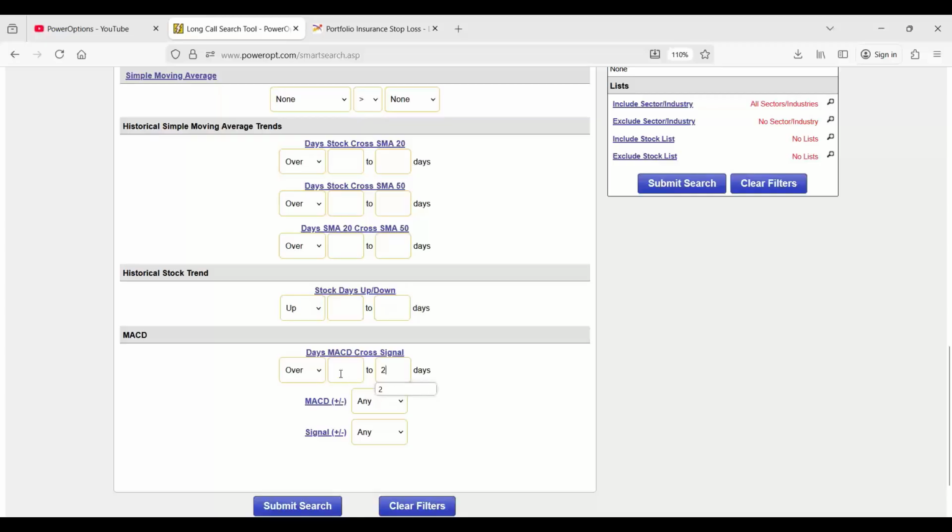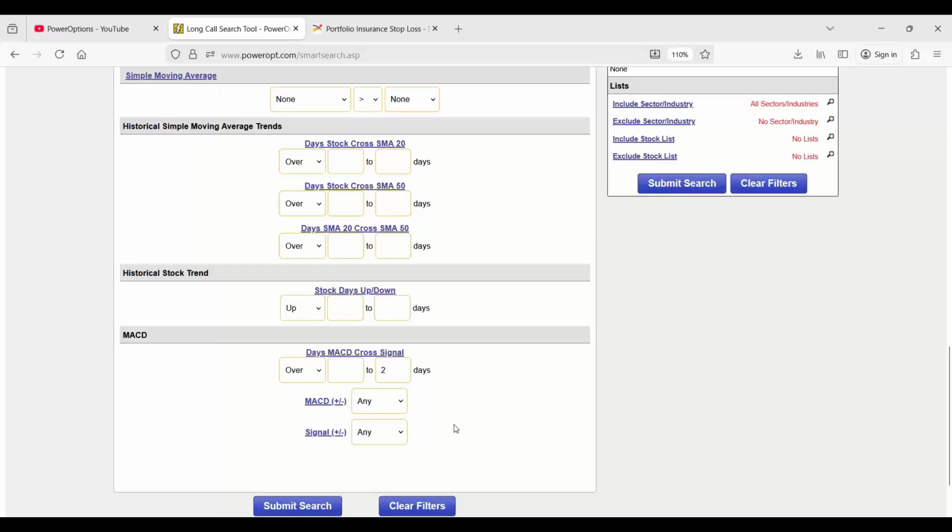And of course, that means we're looking for over. I've got to look for under for bearish positions, but I want something that's just had a MACD cross within the last 2 days. Now, this is positive or negative over the divergence line. I'm going to leave that alone.